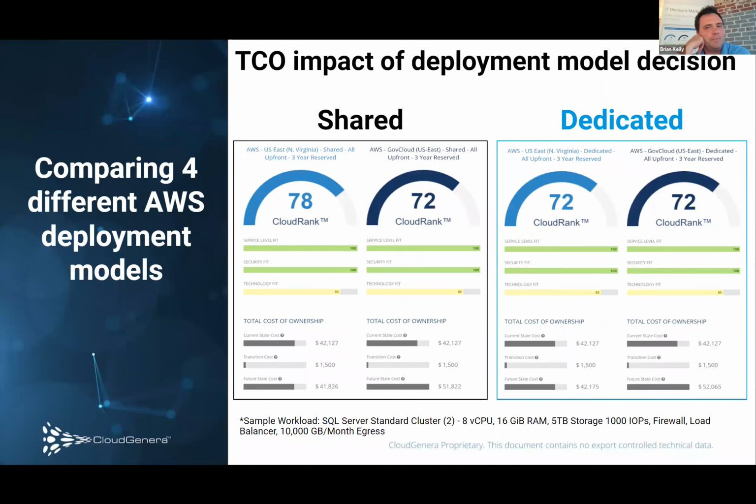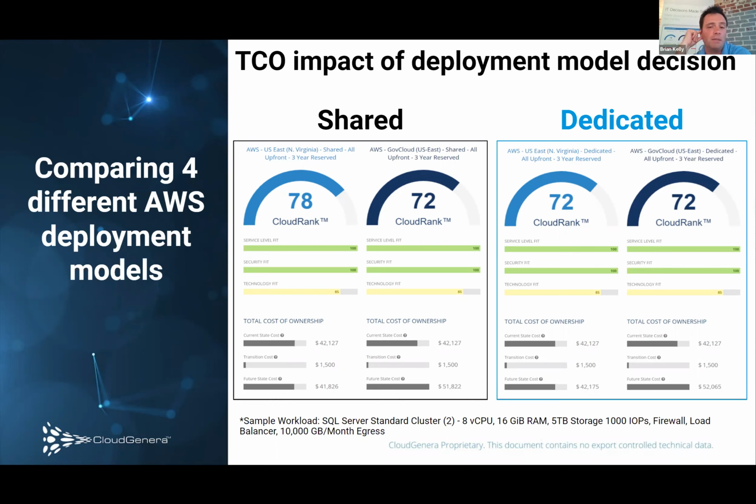Now, let's take a look at the impact of this deployment model decision on your total cost of ownership. In this example, we're looking at scorecards that come out of the CloudGenera FinOps platform. And these scorecards help you compare 4 different Amazon deployment models. We're looking at 3-year reserve pricing across the board. And on the left, what you see is the pricing for shared infrastructure. And so Amazon offers both shared in an unregulated deployment model, as well as a shared GovCloud deployment model.